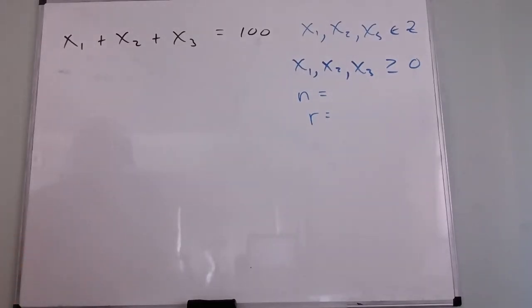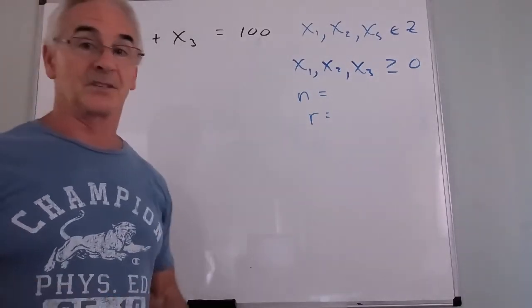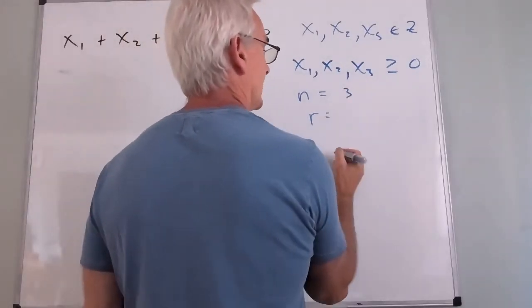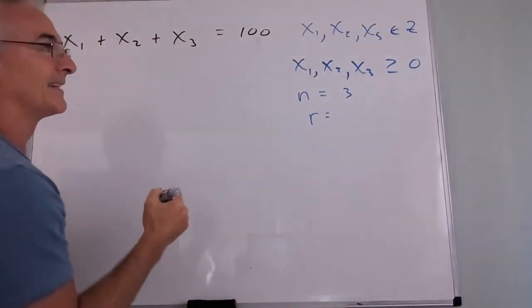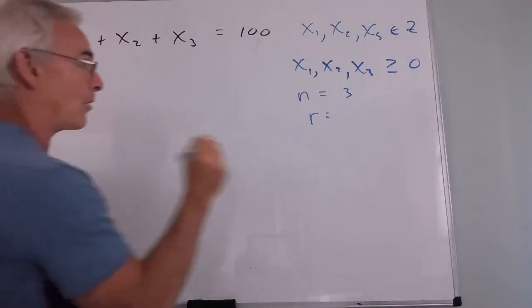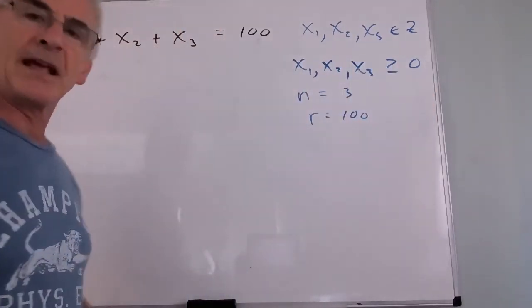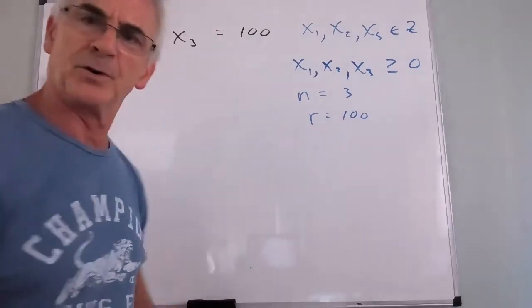This is always the trickiest part, identifying the N and the R. Well, R will change. 97. N would still equal 3. And now R is what? 100. Now R is 100 because I said non-negative. I can have 0. I don't have to start off by throwing a few in each slot.